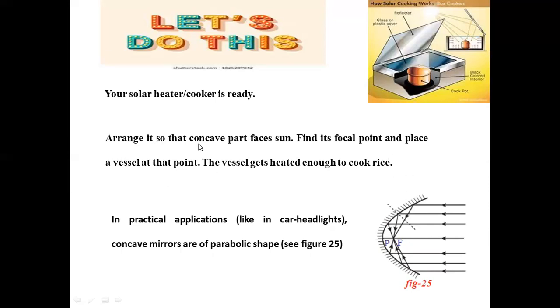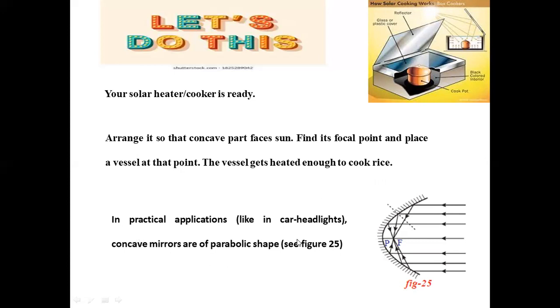Okay, so here arrange it so that the concave part faces the sun. When the concave part faces the sun, it captures all the sun radiation and collects all the rays at the focal point, which is the vessel point. That vessel gets enough heat to cook the rice. So this is one application of these mirrors. These mirrors are used to concentrate the light and increase its intensity, and that can be applied in our daily life.